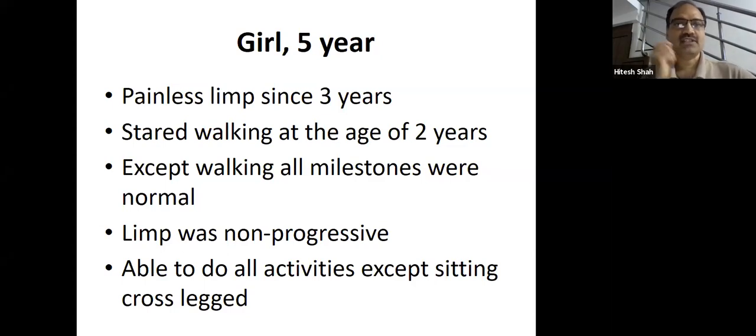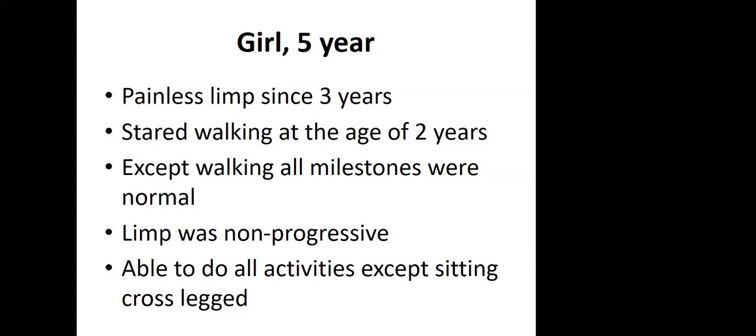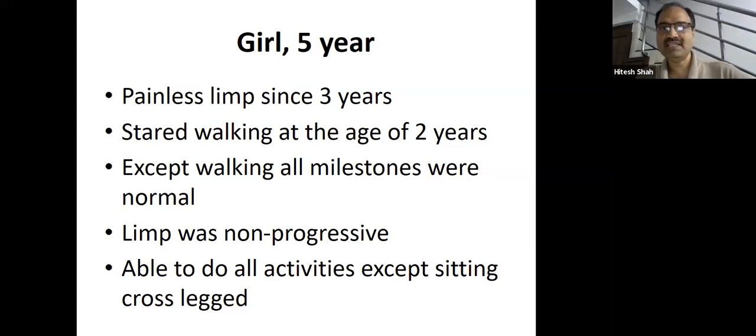Okay. So the child started walking late, that is also important. Except the walking, all milestones were normal. What is the history? If milestones are delayed, what does it suggest? Painless walking. Cerebral palsy. Yes, so that is also very important. So always ask about pain, always ask about preterm, history of infection, milestones, whether the limp is progressive or not, and what the activity of daily living is.